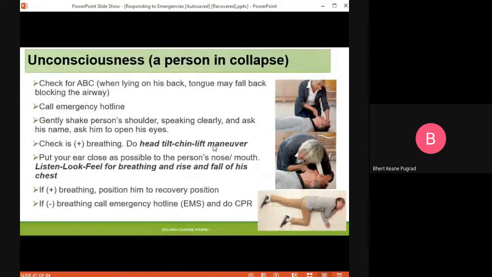Okay, hindi babablock ng kanyang tongue. Okay, so put your ear on this picture, the caregiver puts her ear as close as possible to the patient's nose or mouth and observe the look, listen, and feel, or LLF, for breathing and rise and fall of the patient's chest.